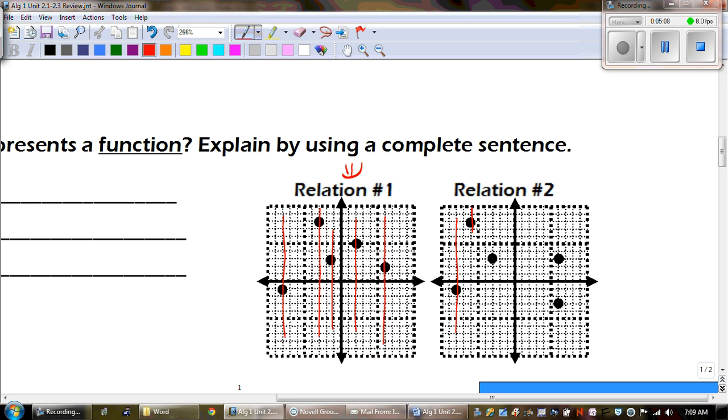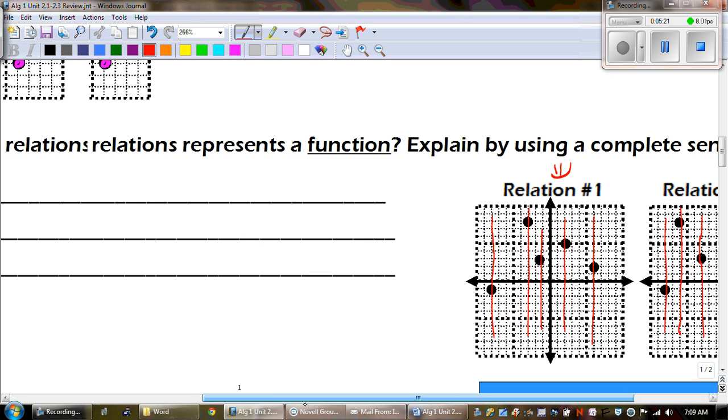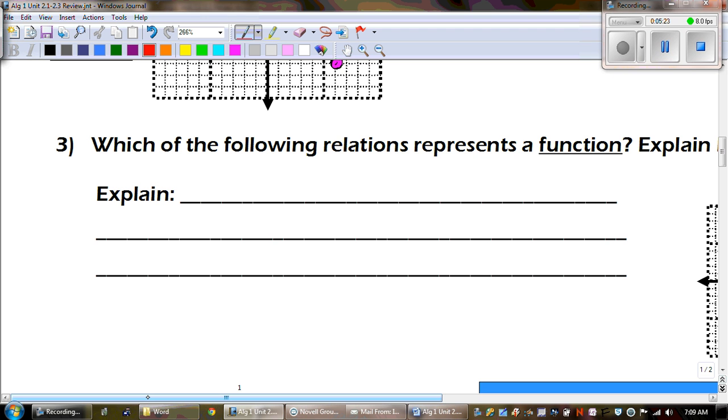Okay, so far we're good. We're good. We're good. See how it passes twice there? That means relation 2 is not a function. So, which of the following represents a function? Well, relation number 1 represents a function, and we have to explain why.